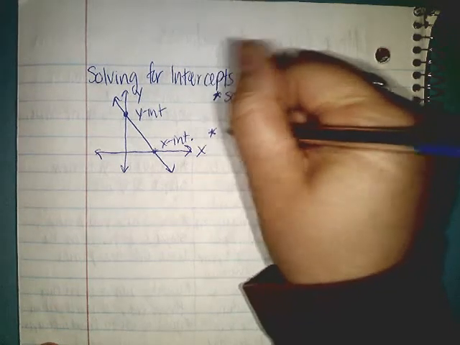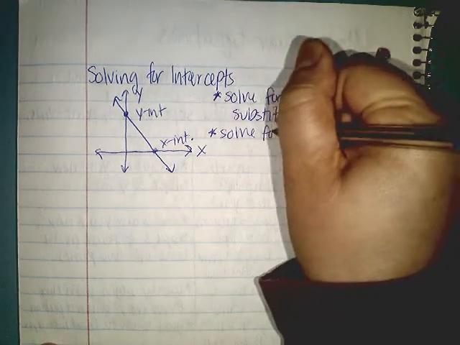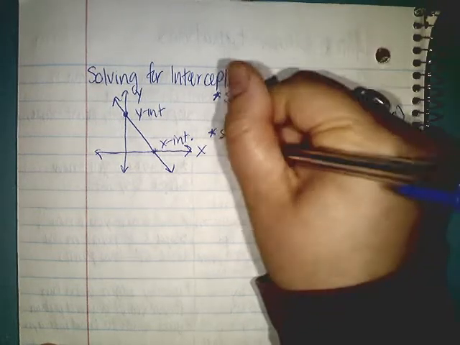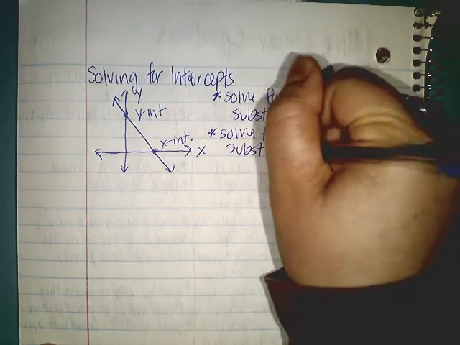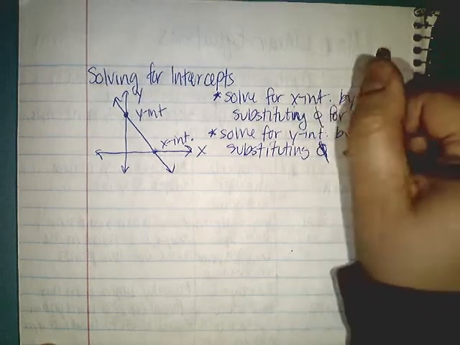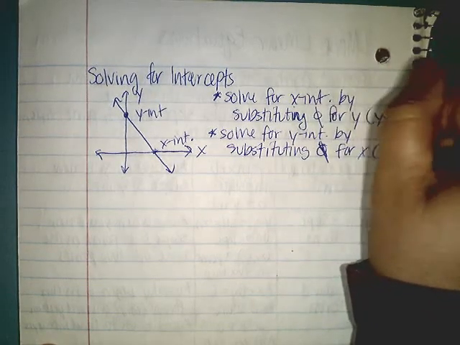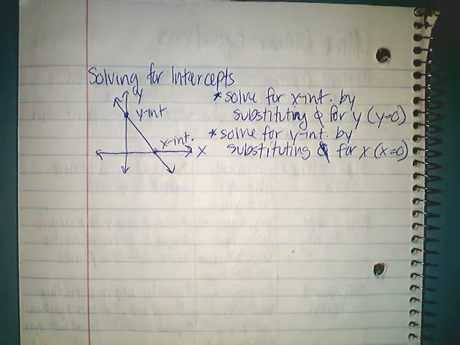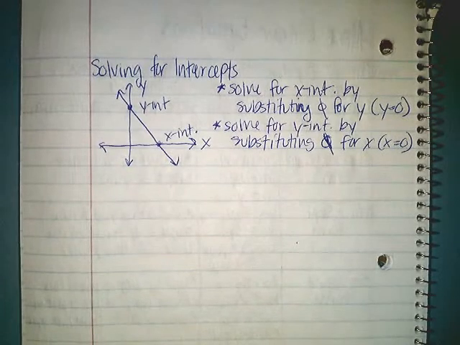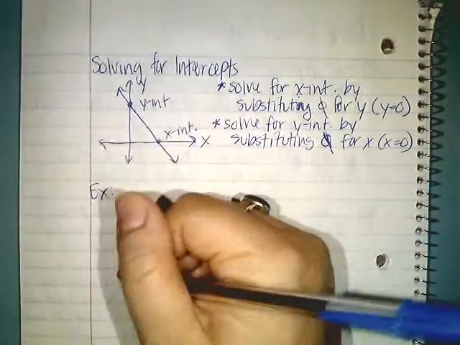And the opposite is true. So you can solve for your y-intercept by substituting 0 for x, or x equals 0. So when x equals 0, you can get your y-intercept. So if you plug in 0 for x, you will get your y-intercept every time, every function. It always works. So we're going to do a quick example of that.